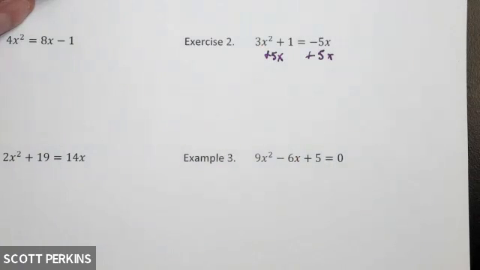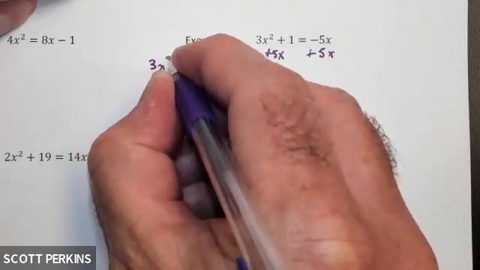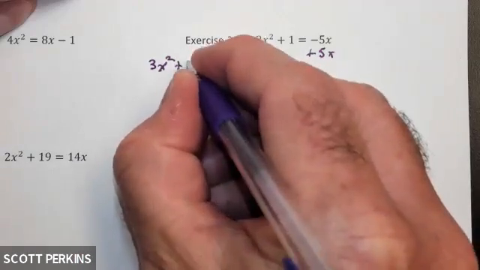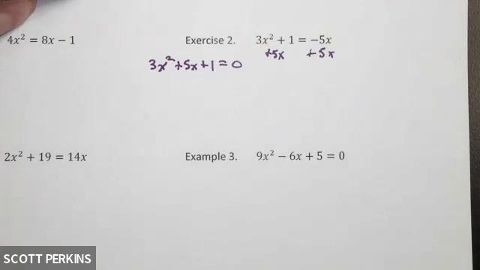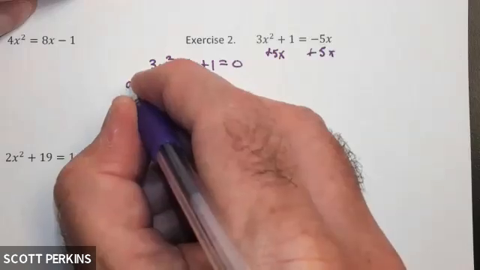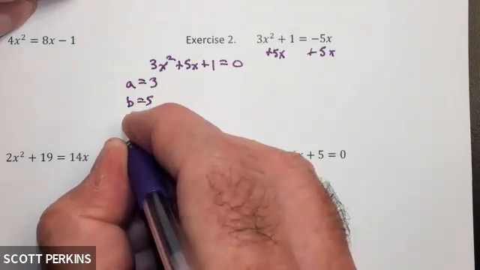So first thing I've got to do is add that 5x to both sides, because whether you're factoring or using the quadratic formula, you have to have it equal to 0. Same first step. So the equation I'm solving is 3x squared plus 5x plus 1 equal to 0. So my value of A is equal to 3, my value of B is equal to 5, and the value of C is equal to 1.